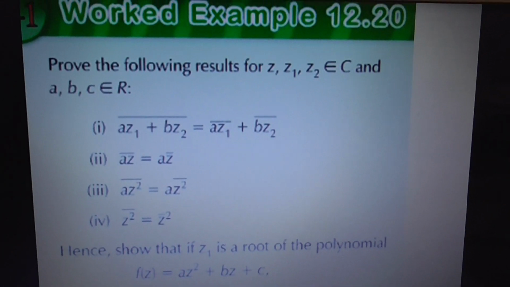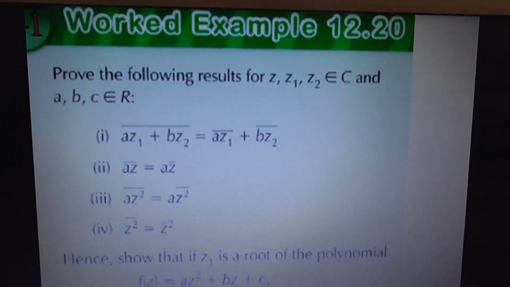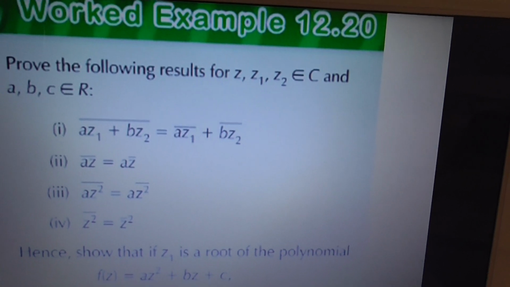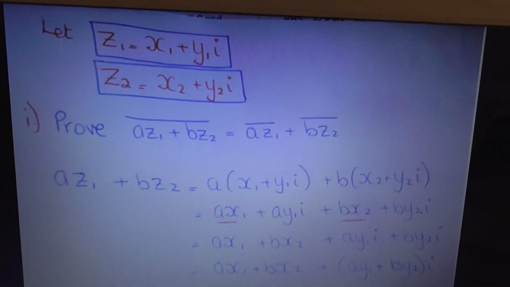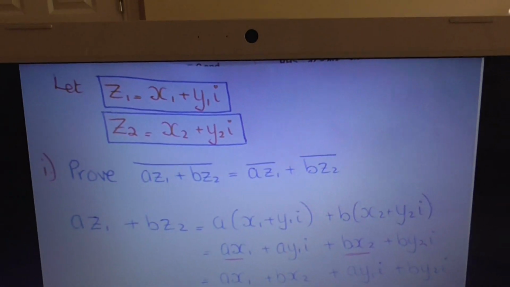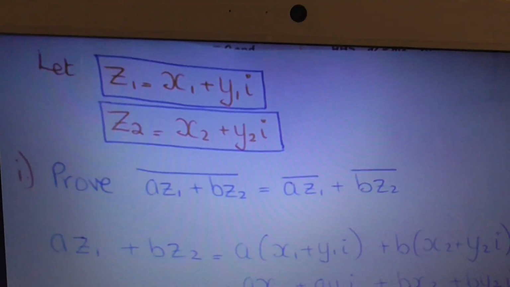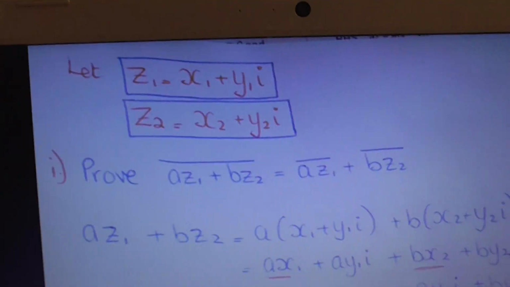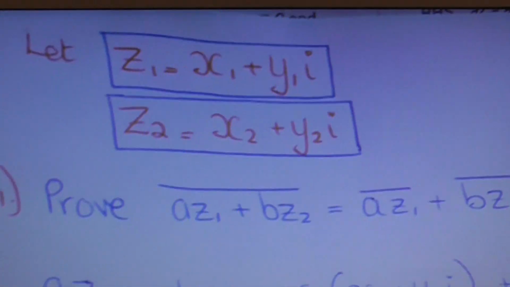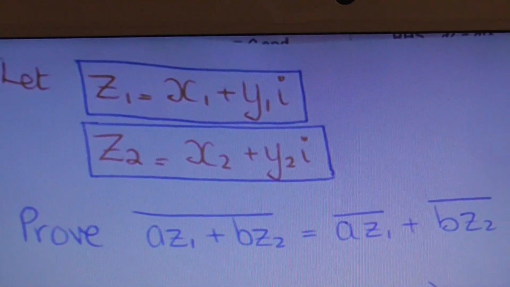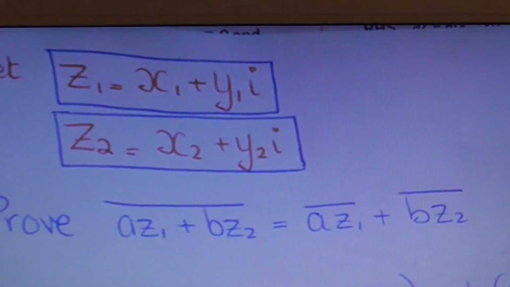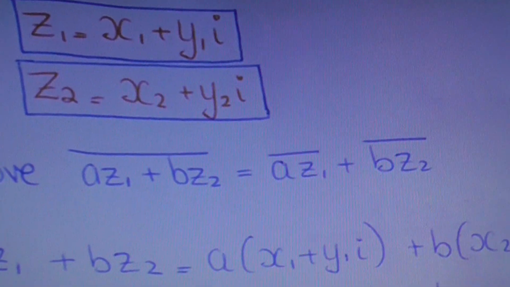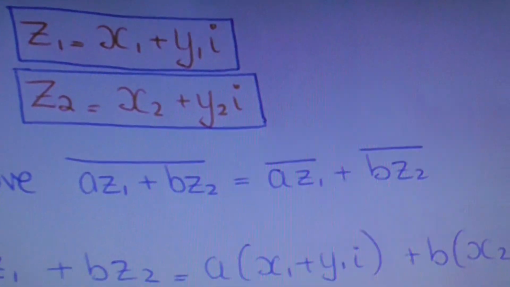Okay, so part 1. First of all, they haven't told me what z, z1, or z2 is. So I'm going to label for myself what z, z1 and z2 are going to be for each part of this question. I'm going to let z1 be any complex number. So z1 is x1 plus y1i, and z2 then is x2 plus y2i. Part 1 wants me to prove that az1 plus bz2 conjugate is equal to that right hand side. So I'm going to work with the left hand side for a moment.